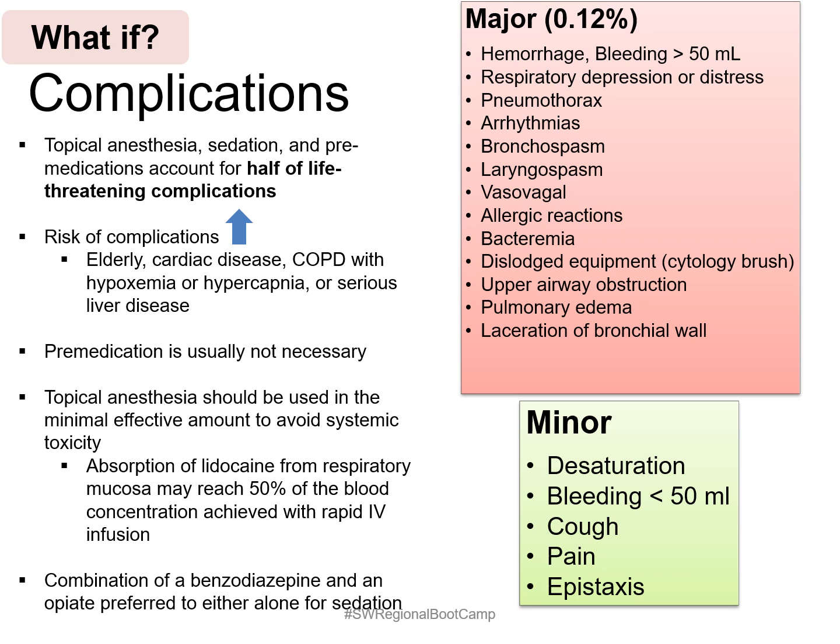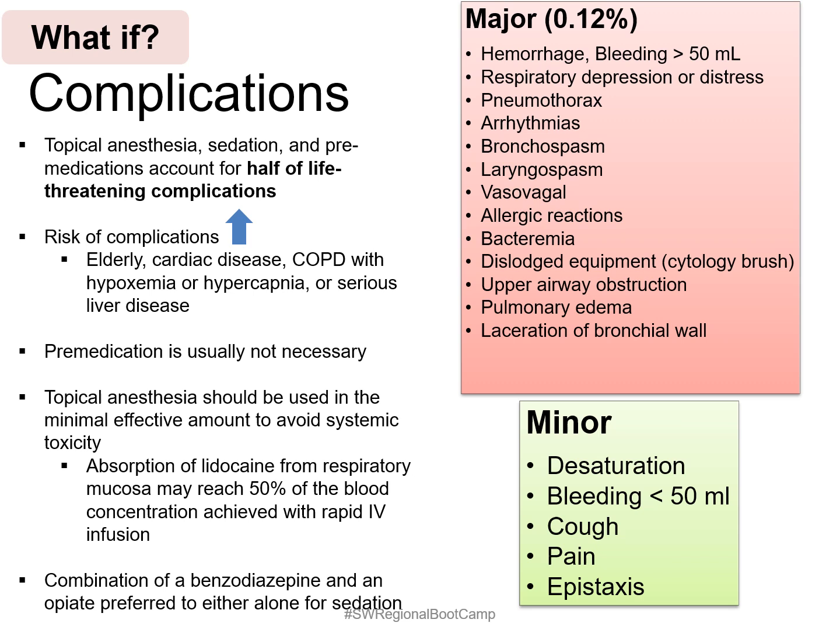Luckily, major complications are rare, occurring in only 0.12% of cases. These major complications include significant hemorrhage with bleeding more than 50 milliliters, respiratory depression or distress, pneumothorax, arrhythmias, bronchospasm, laryngospasm, vasovagal events, allergic reactions, bacteremia, dislodged equipment, upper airway obstruction, pulmonary edema, or laceration of the bronchial wall.